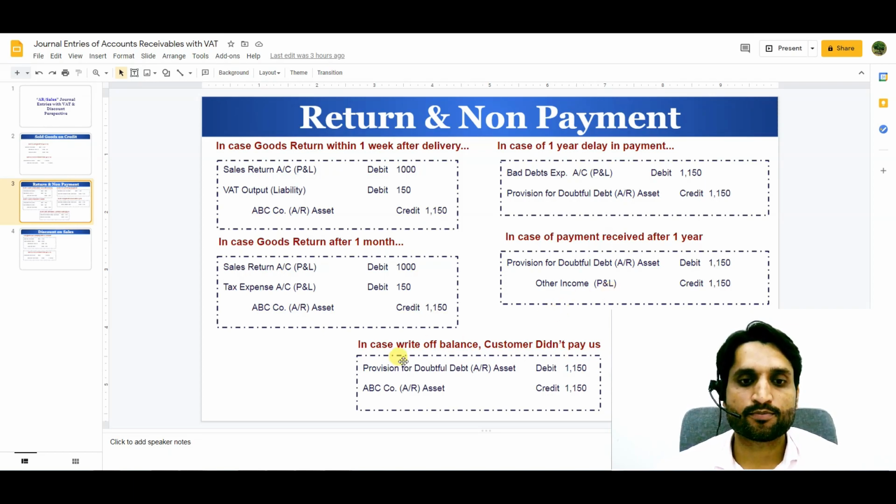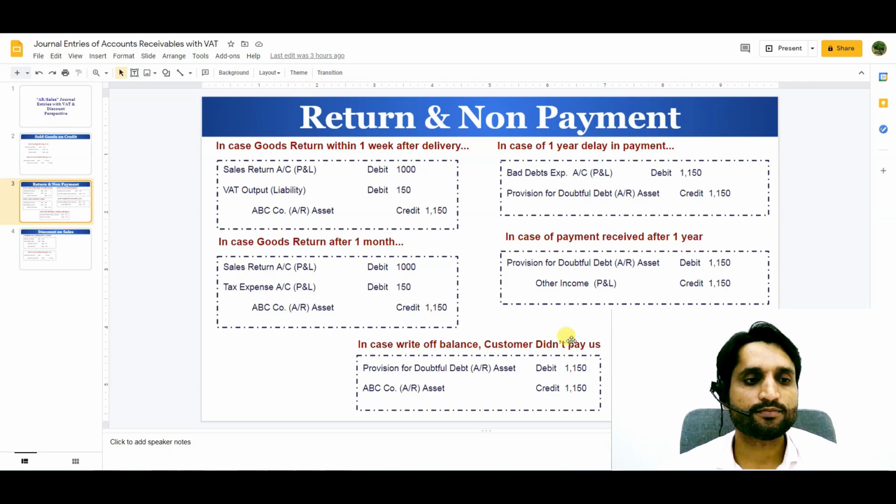Now in case the client didn't pay us forever, they said the client got bankrupt or he has problems, he said that he cannot pay. So provision for doubtful debt, this account will be debit as we have made it credit when we made it bad debts. So ABC company account receivable asset account will be credit. So now the ABC company balance will be 0. Here we did not touch ABC company because we were not sure, maybe they will pay us or maybe they will not pay us. So here they said no, they will not pay us. So we need to decrease their ledger balance and make that balance 0.